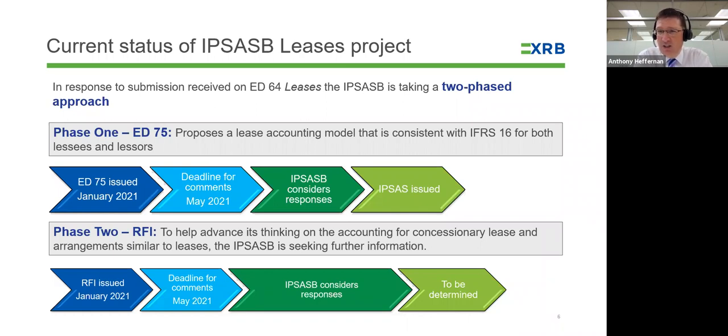It's important to highlight these are two phases. The second phase will not hold up the issuance of a new standard based on IFRS 16, the core model for lease accounting, but it will carry on afterwards. But maybe I'll just hand across to Ross to see if he wants to add any further clarification on that.